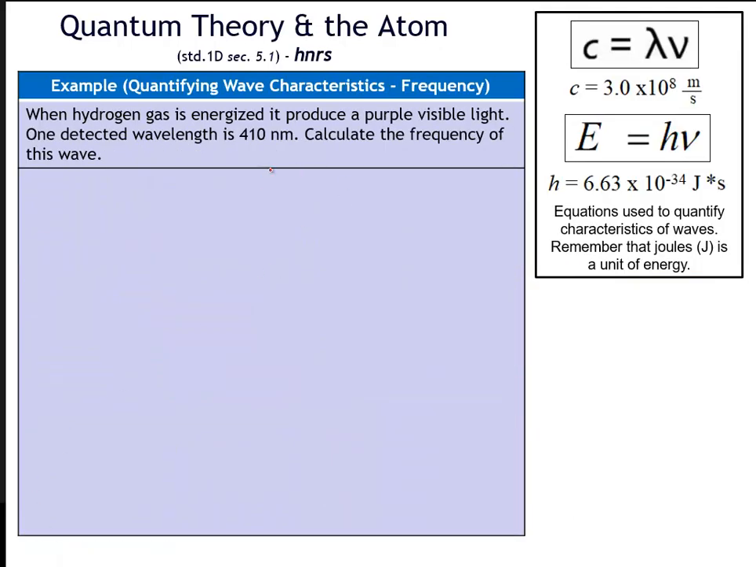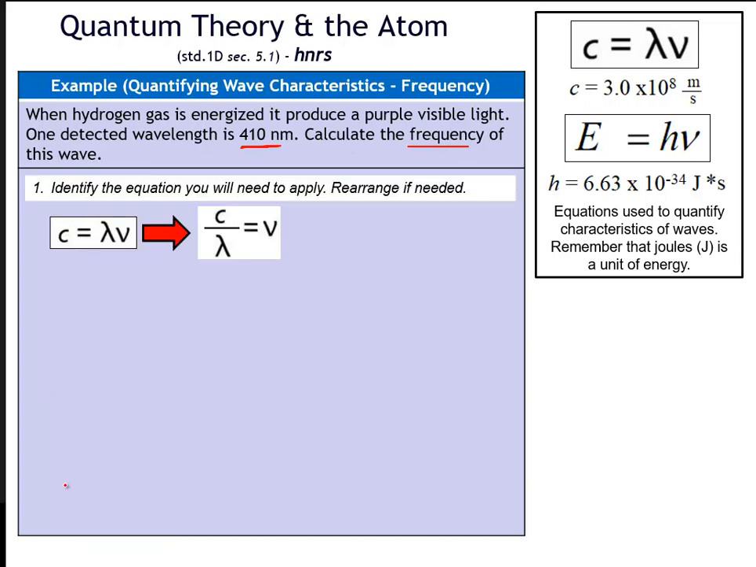Now I want to talk to you about how to calculate the frequency. So again, same thing. When hydrogen gas is energized, it produces a purple visible light. And so we talked about that one of the wavelengths is 410 nanometers. Let's calculate how often that wave happens per second, hence the frequency. Well, the first thing that we need to do is we need to know which one of these equations we're going to use, right? We're going to apply them. So we're going to apply this one because it contains wavelength and frequency. So we have to rearrange the equation, right, to get our frequency by itself.